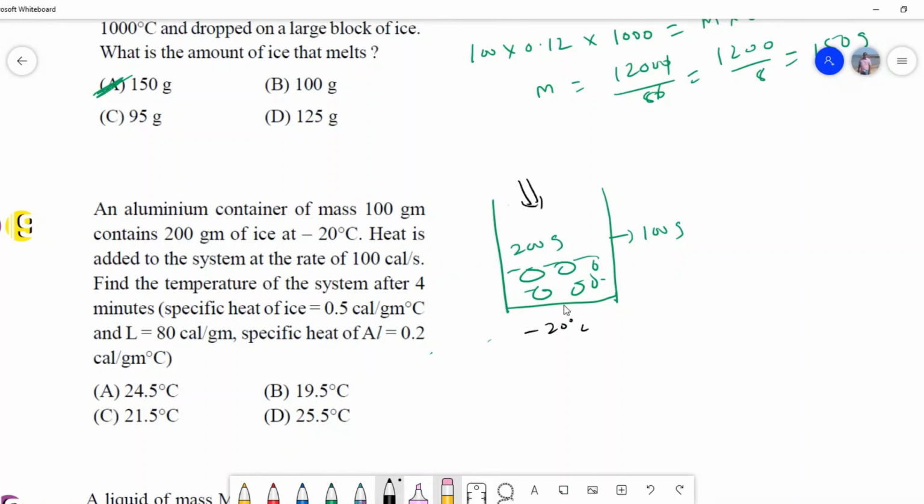So here, energy is supplied, sorry, from the bottom let's take. So energy supplied to this at the rate of 100 calorie per second. Find the temperature of the system after 4 minutes. So in 4 minutes, what is the total heat supplied? 4 into 60 into 100. 24,000 calories of it is given.